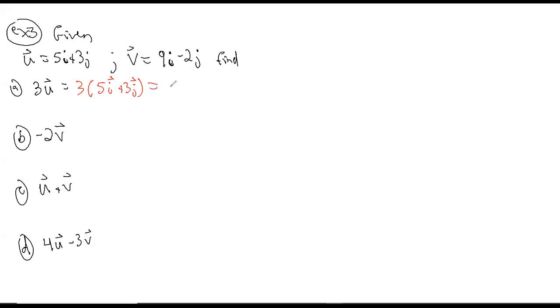All right, so distribute the 3. 3 times 5 is 15, so that's 15i. And then plus 3 times the 3 is a 9, so that's 9j. And that's it. That's all there is to it. Easy peasy.